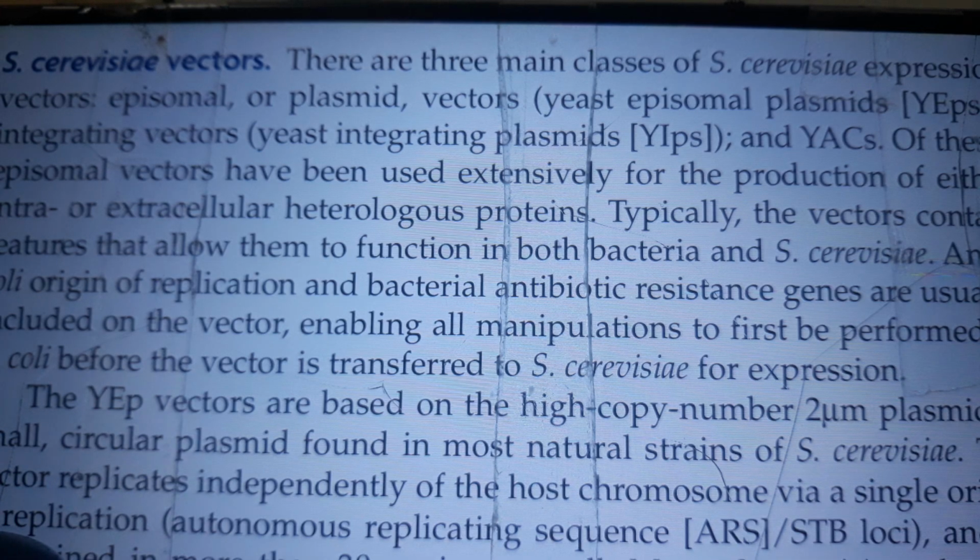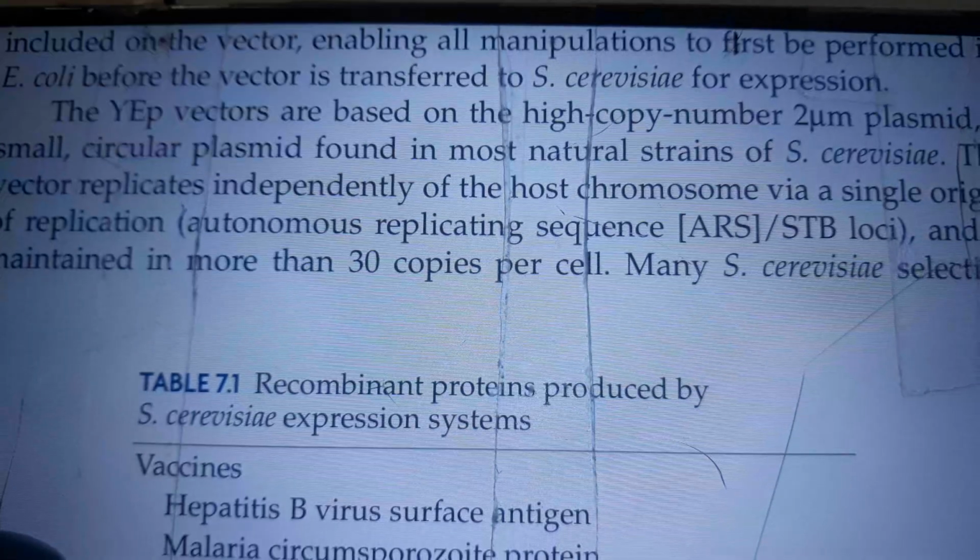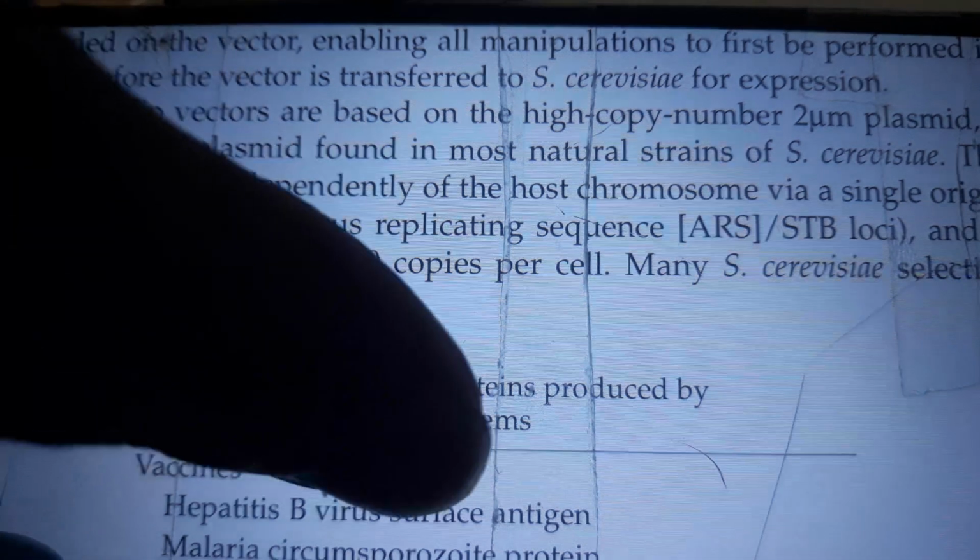coli before the vector is transferred to S. cerevisiae for expression. The YEp vectors are based on the high copy number 2 micron plasmid, the small circular plasmid found in most natural strains of S. cerevisiae. The vector replicates independently of the host chromosomes via a single origin of replication, the autonomous replicating sequence ARS, and the STB locus, and is maintained in more than 30 copies per cell.